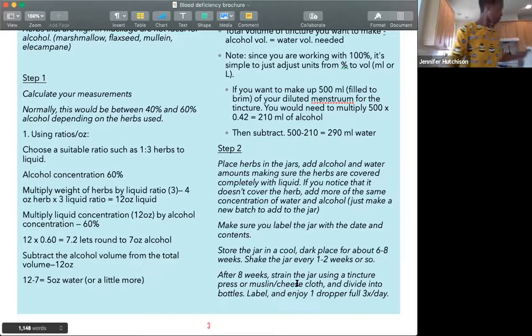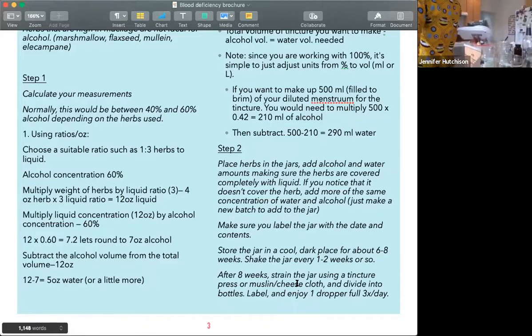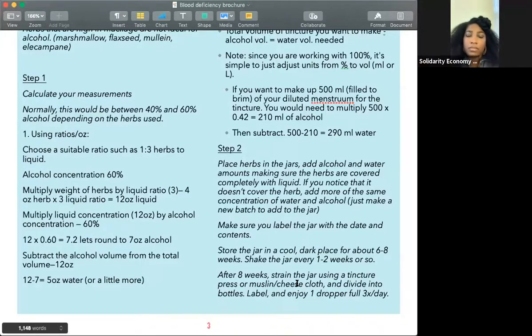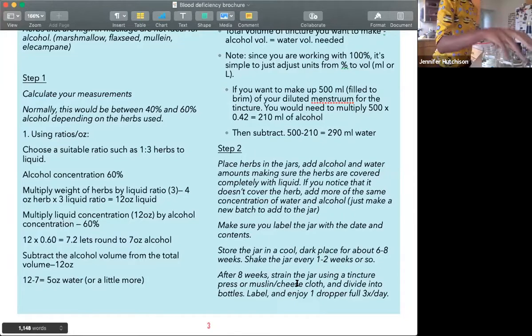Okay, let's do this. So I've got my nettle here. I hope you can see everything. I'll just keep it like that. Okay, so we have our nettle leaf. I'm going to measure this out. 4 ounces. I have all these jars here, so I wanted to show you different jars.